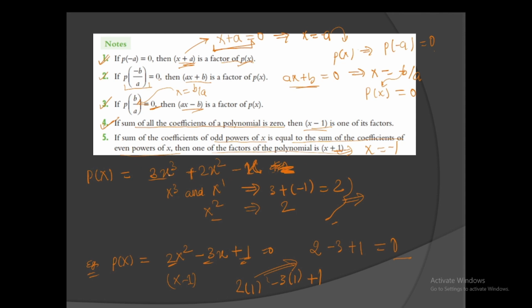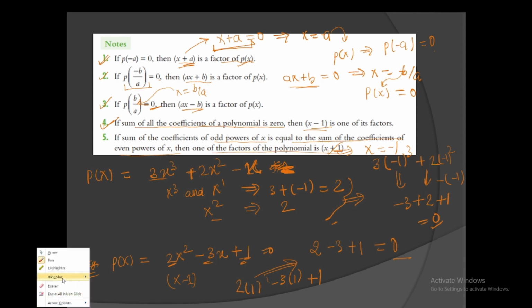Basically, if you will put minus 1 over here, so what you will get is minus 1 cube plus 3 raised to minus 1 square minus minus 1. So this is minus 3. So this is minus 3 plus 2, and then this is basically plus 1. So putting value of minus 1 in the p of x, we get it to be 0. So we say that x plus 1 is the factor.